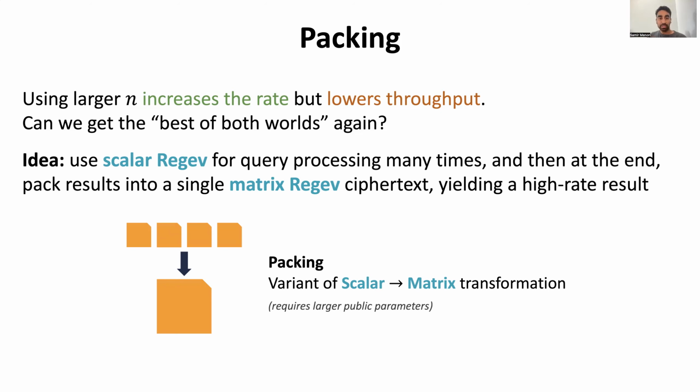So our idea is to run one of our transformations almost backwards, or in a different way, which is we want to take many scalar ciphertexts. We want to do all the processing with scalars and then pack them all into a matrix at the end. Because the only reason we want a matrix is not for processing, it's just for that last communication over the wire. We want everything to be in a matrix ciphertext to get higher rate.